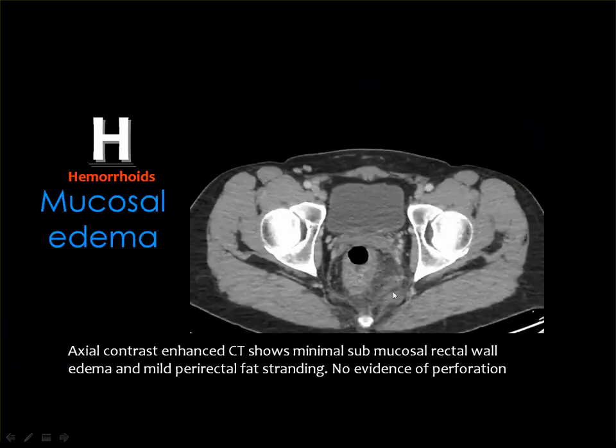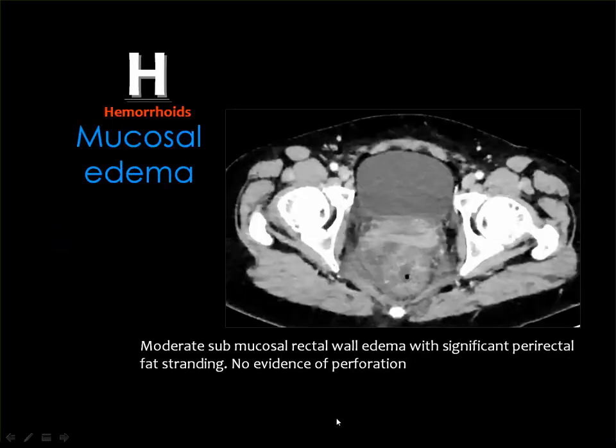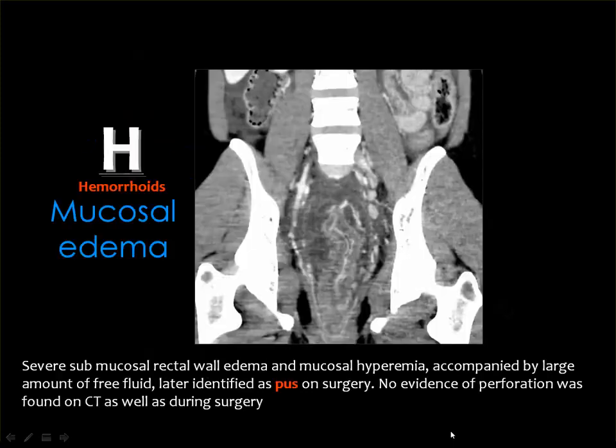Then this is mucosal edema after hemorrhoidal surgery, and there are no signs of perforation. And this is considered a moderate degree of mucosal edema of the rectum with no evidence of perforation. And this is a severe degree of submucosal edema with congestion and dilated vessels, as well as fluid that has been proved on surgery to be pus.